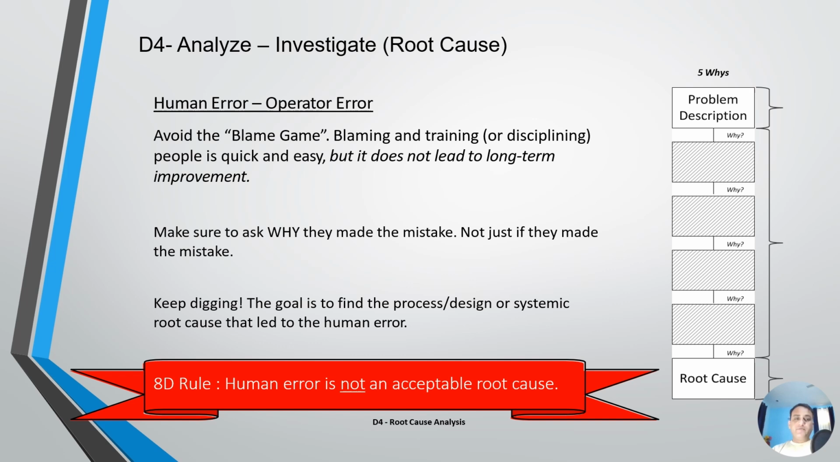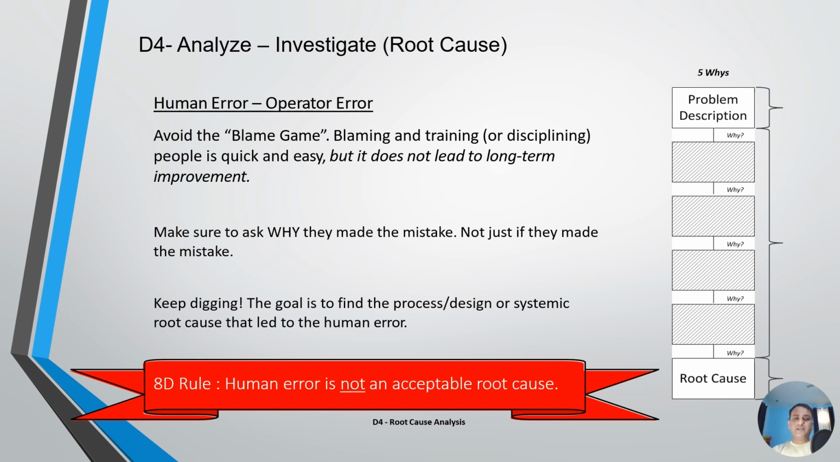In the 8D problem solving process, during the analyze or investigate root cause step, we avoid the blame game and focus on understanding why a mistake has occurred. Rather than disciplining individuals, we ask why they made the error. The goal is to uncover the process, design, or systematic root cause behind the human error. A valuable technique is asking 5 why, which involves repeatedly asking why to reveal deeper layers of causality. By peeling back these layers, we move beyond surface level blame and pave the way for sustainable improvement.